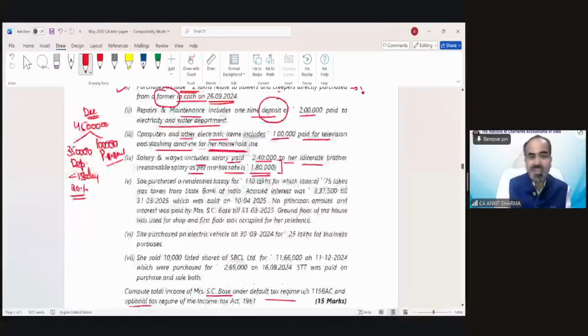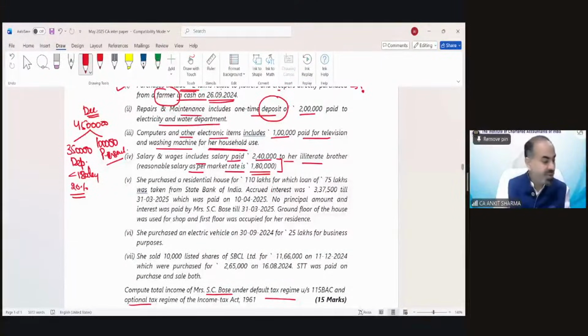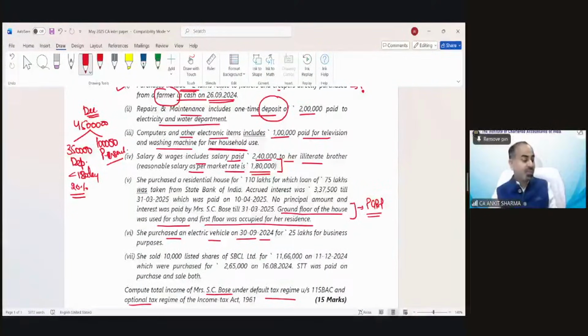Now she purchased a residential house for 110 lakh, for which a loan of 75 lakh was taken. No principal, interest; this is for house property. She purchased an electric vehicle on 30th September 2024. Important thing is this point: the ground floor of the house was used for a shop and the first floor was occupied as a residence. So PGBP provisions are included because the ground floor was used as a shop, so we can claim deduction as well as the interest portion.